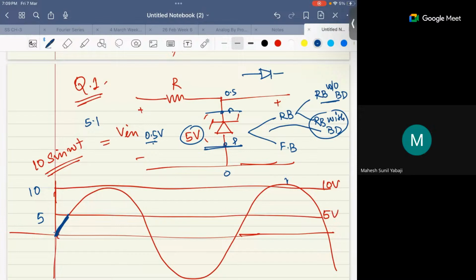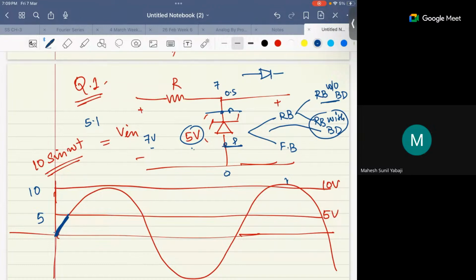Now it is crossing 5 volt. If it crosses 5 volt, what will happen? What did I say? Let's for example, this is 7 volt. So here it is 0, here it is 7 volt. The potential difference across the Zener diode is crossing 5 volt, right? Now the potential difference is 7 volt. This is more than 5 volt. If this is more than 5 volt, it will work in reverse bias with breakdown.